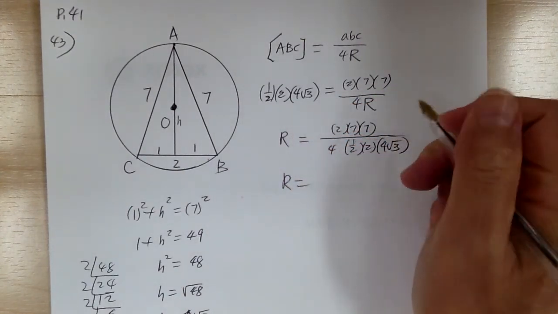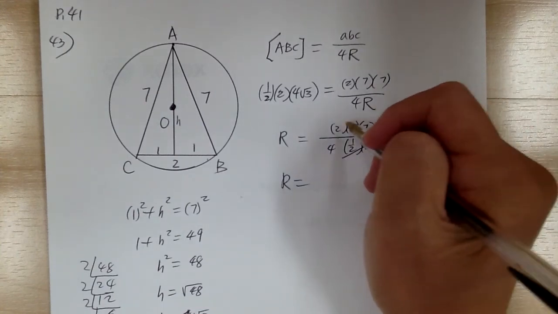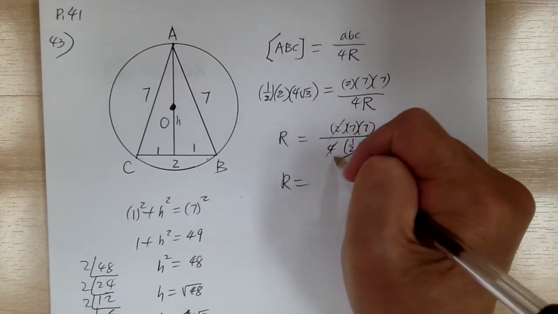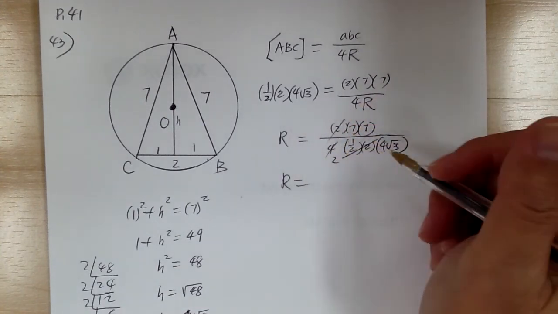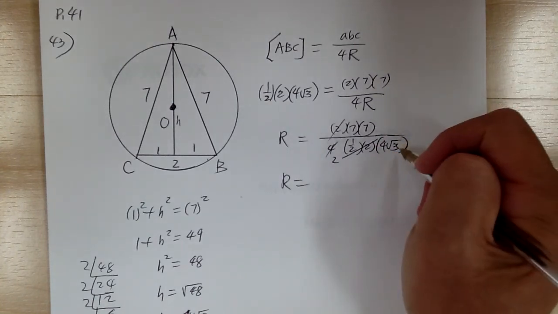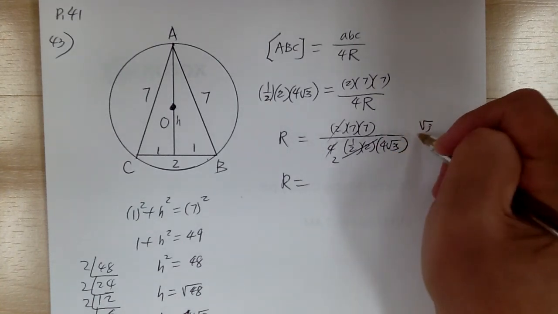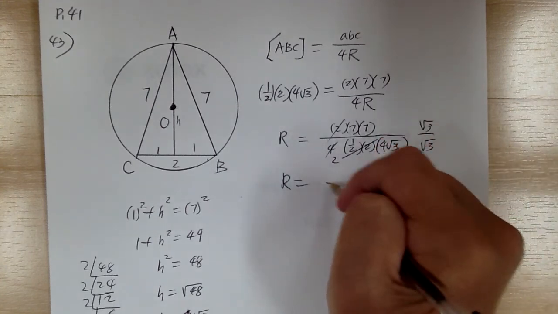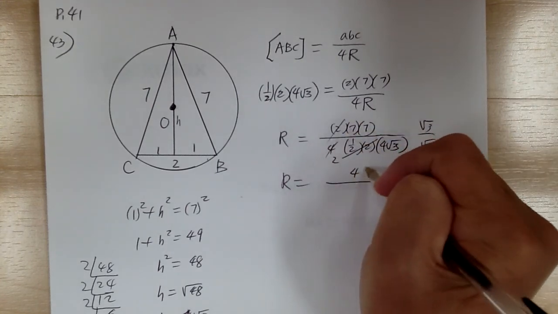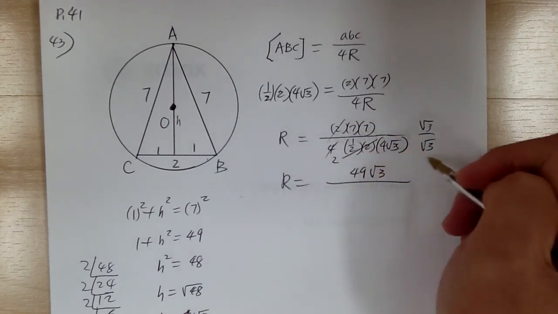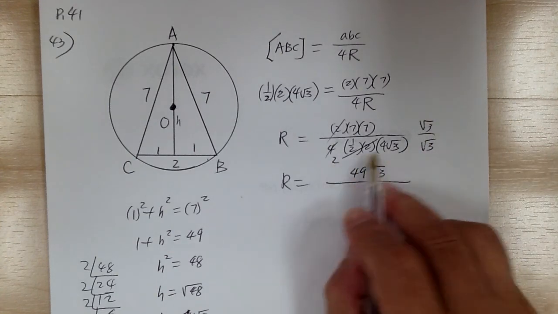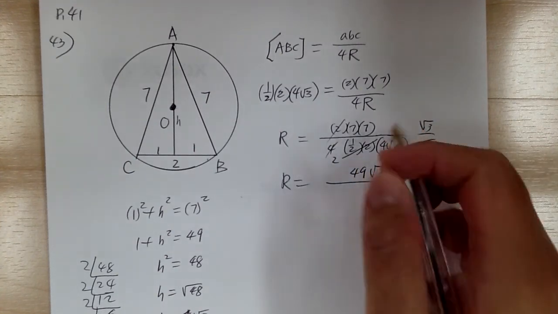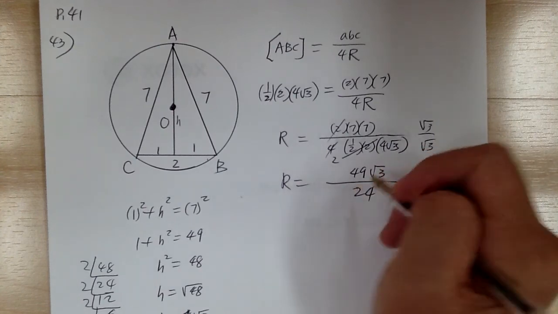Okay, so let's solve. This will cancel out. This cancels with this. And since there is a square root of 3, let's multiply by square root of 3 over 3. So on the top, I get 49 square root of 3. On the bottom, 2 times 4 is 8, times 3 is 24. Okay, and that's it.